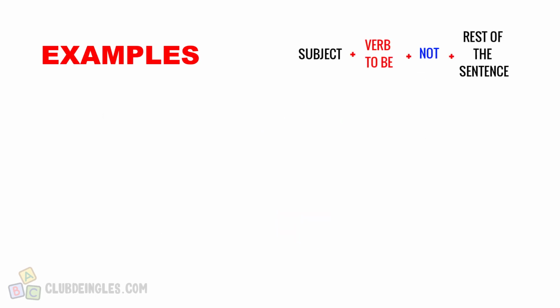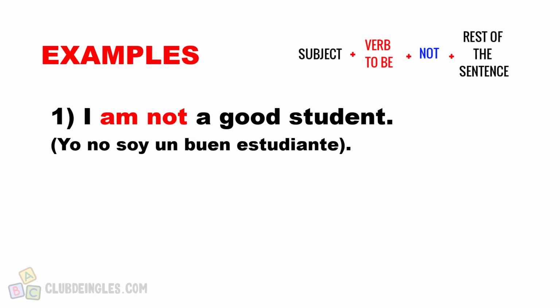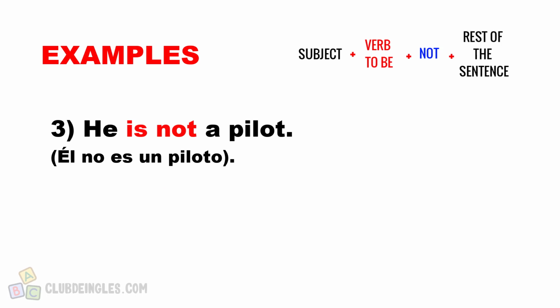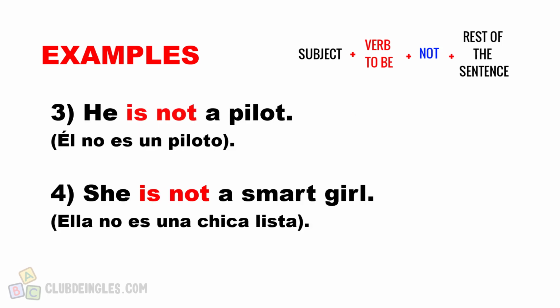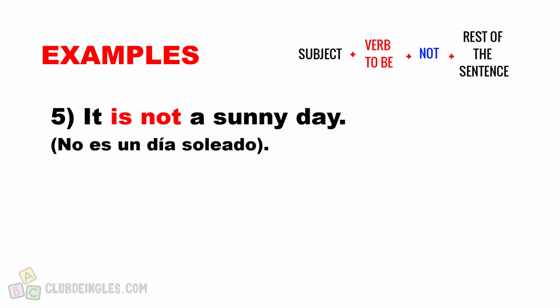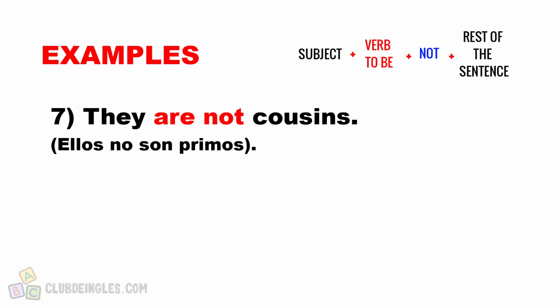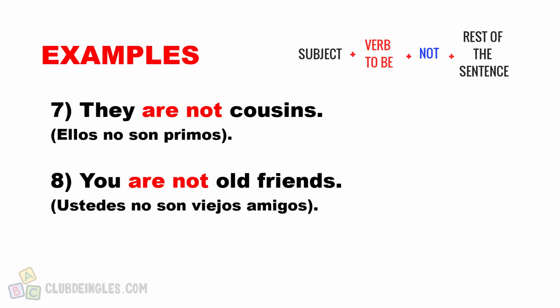These are some examples. I am not a good student. You are not very serious. He is not a pilot. She is not a smart girl. It is not a sunny day. We are not members of the club. They are not cousins. You are not old friends.